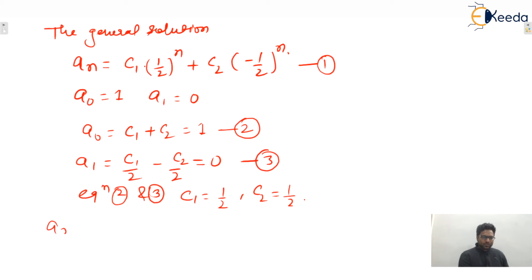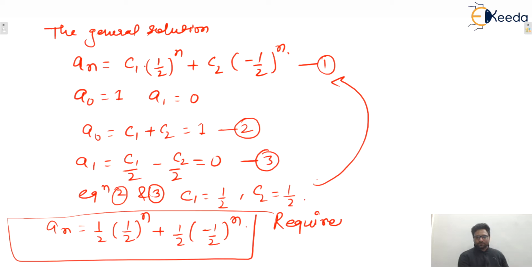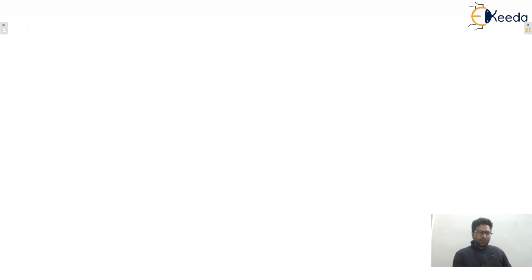So what will be the solution? Put these values in equation 1. It becomes 1 by 2 into (1 by 2) raised to power n plus 1 by 2 into (minus 1 by 2) raised to power n. That is your required solution. I hope this is clear to you guys. These types of questions you can do easily. Let us take one more example based on that.